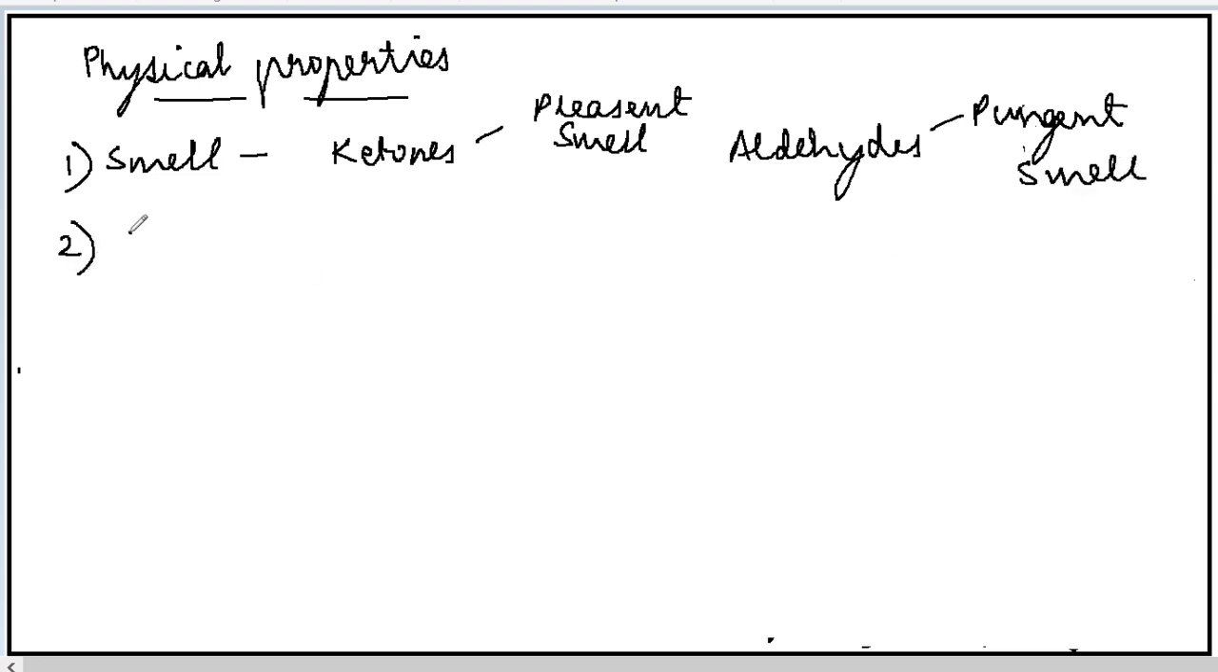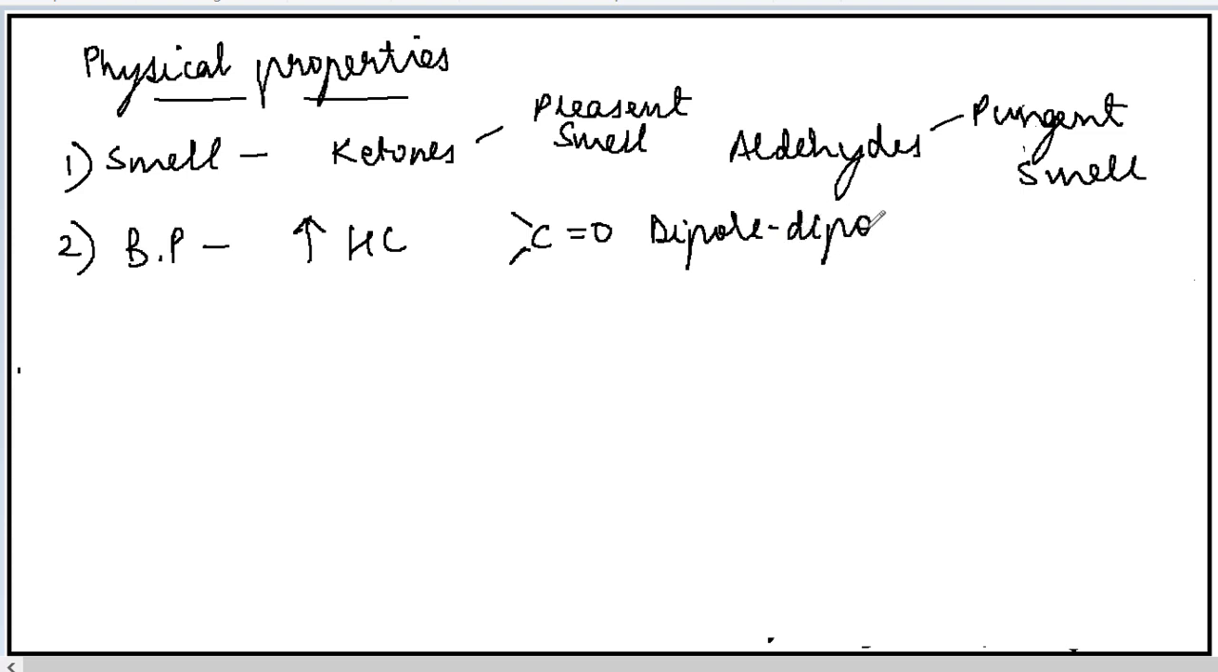Second property is their boiling point. Boiling point of aldehyde and ketone is higher than that of the hydrocarbons. The reason for this is, in aldehydes and ketones there is a carbonyl group. This carbonyl group shows dipole-dipole interaction with the other carbonyl groups. Just look here.